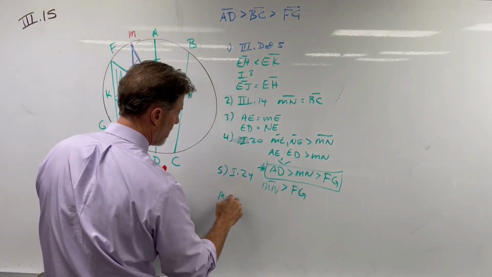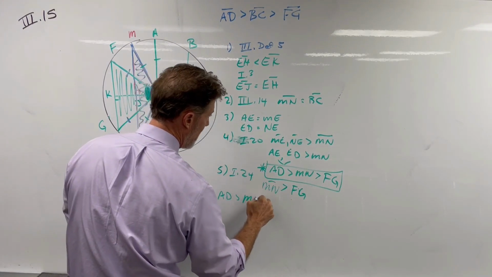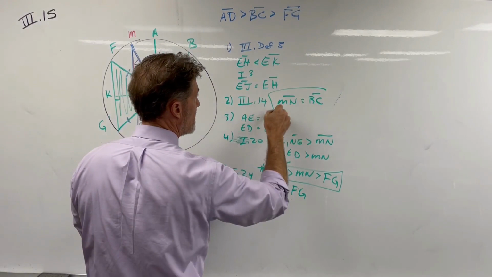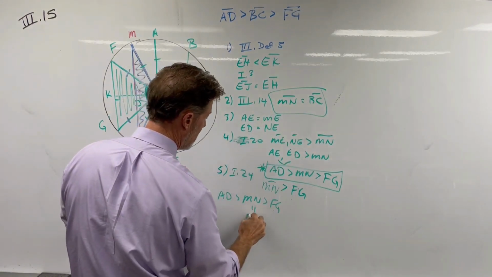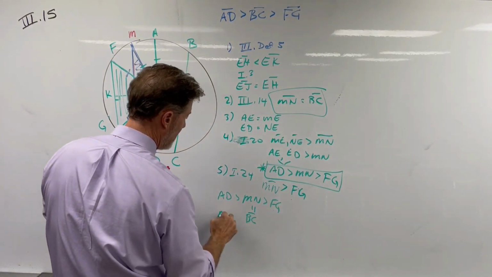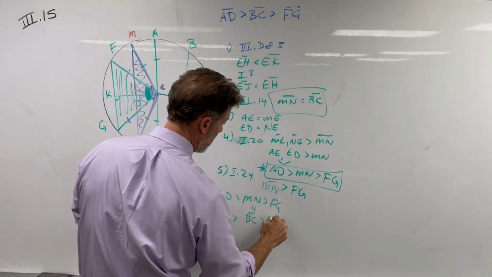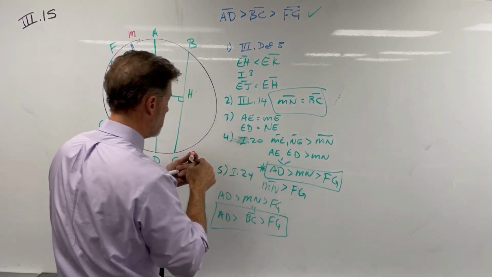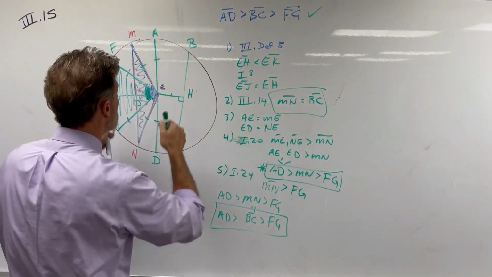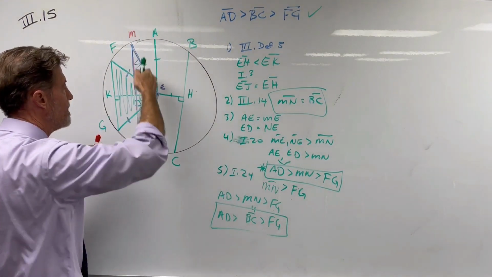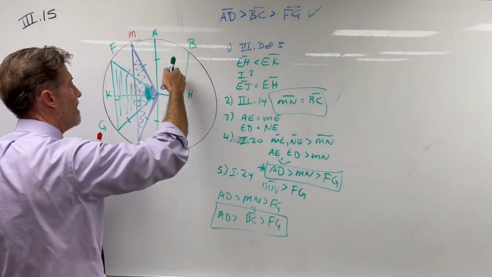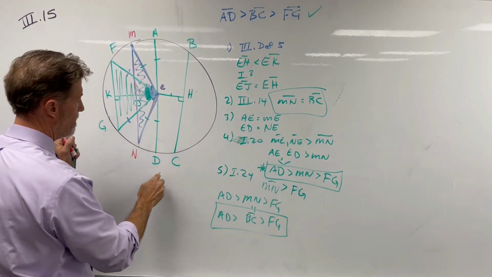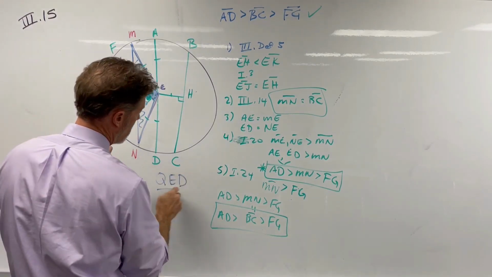So we have this inequality. If AD is greater than MN, and that's greater than FG, and we remember that MN is equal to BC, we just substitute that in, and now we have AD is greater than BC, which is greater than FG, and that's exactly what we were given to prove. Therefore, of lines in a circle, that through the center is greatest, and the nearer to the center is greater than the more remote. And that's what we were given to prove, so we conclude QED.